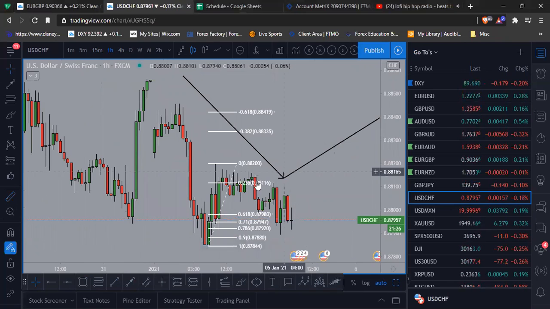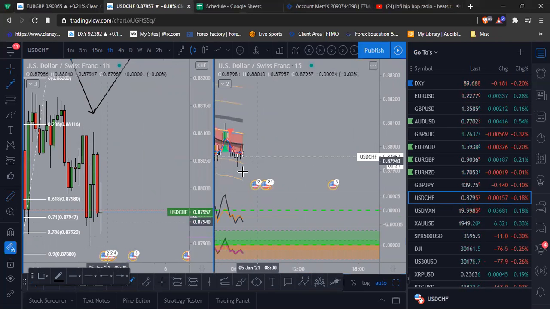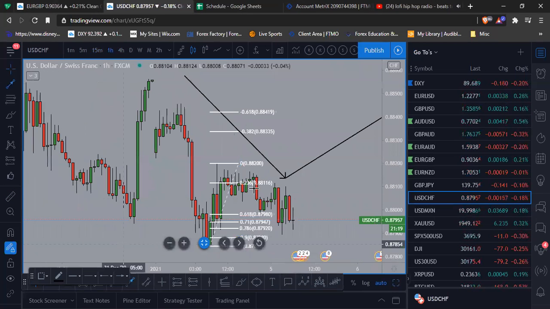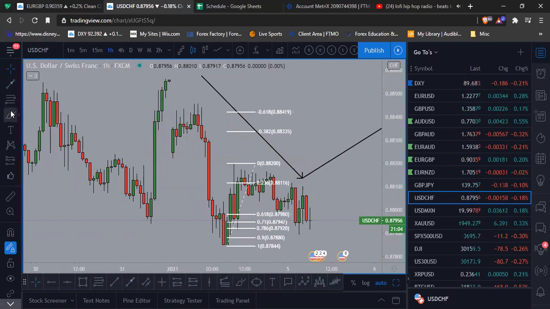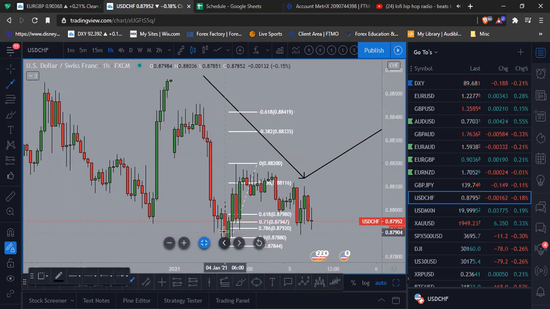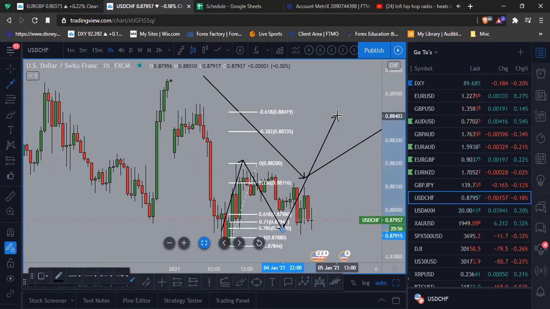So with Chef again, I was actually looking for price to come up right here at the 71%. I like this gap. It makes me want to buy price even more. But anyways, push to the upside, retest the 71 or 78.6 down here.